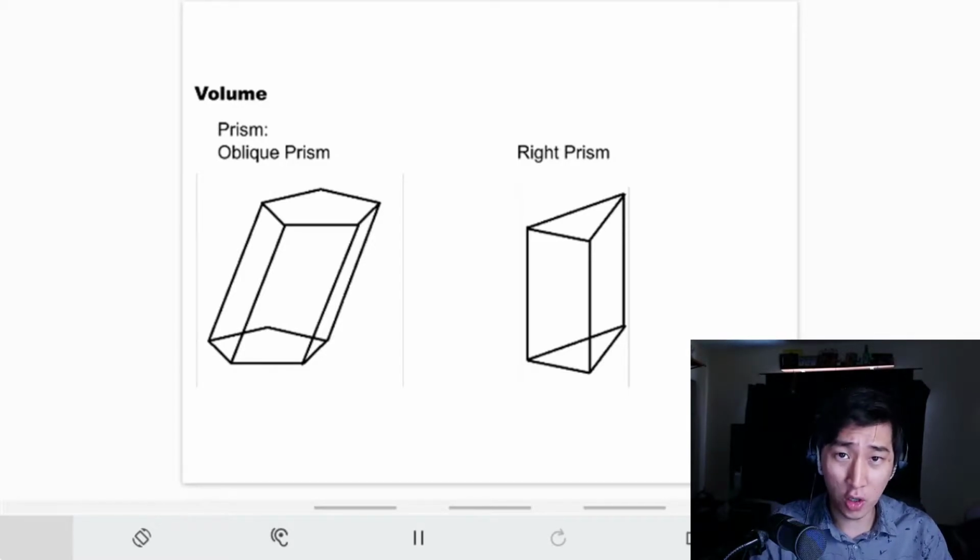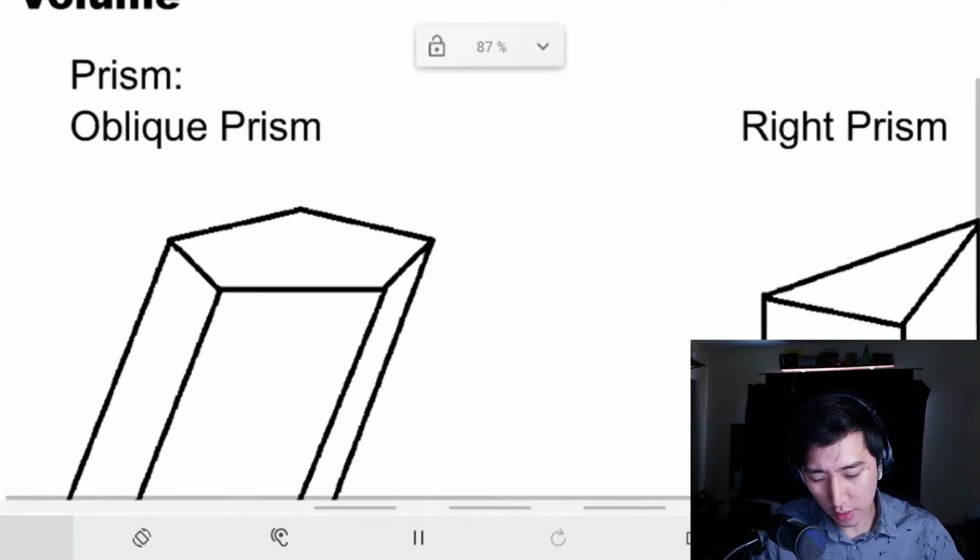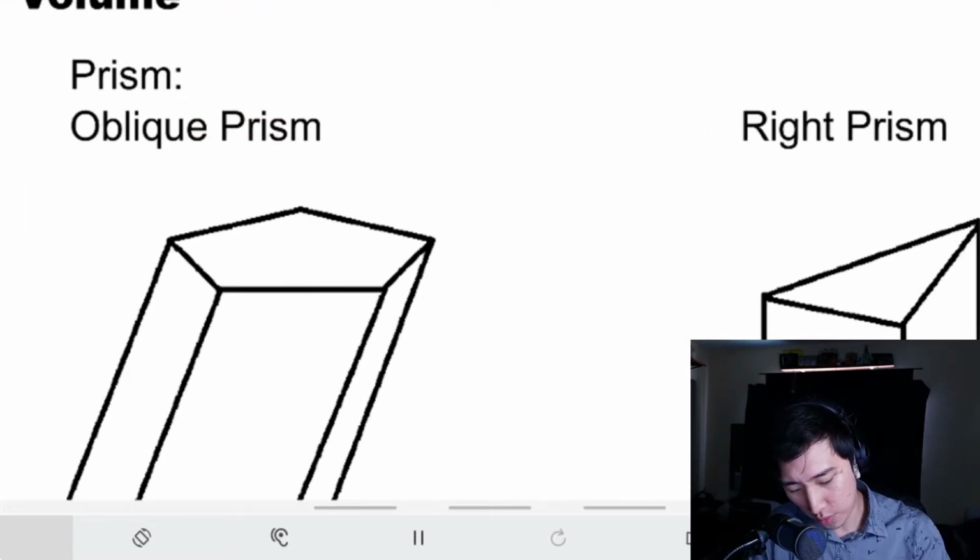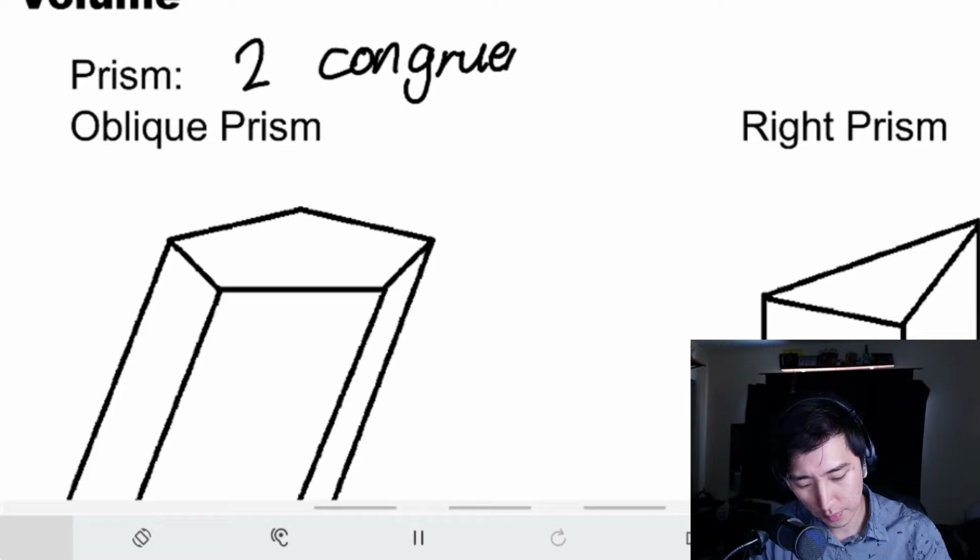Similarly, when we're dealing with volume, we're adding new classifications. The first classification we're going to talk about is prisms. Prisms are three-dimensional shapes that have two congruent bases. I'm going to be writing that down right now. Prisms have two congruent bases.